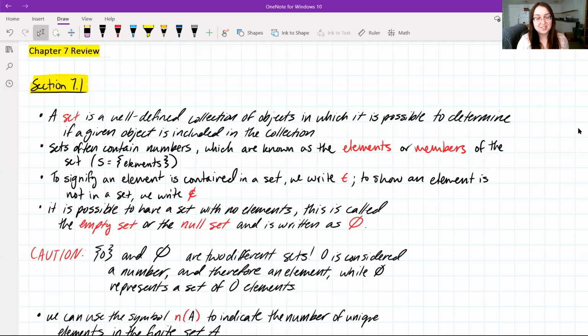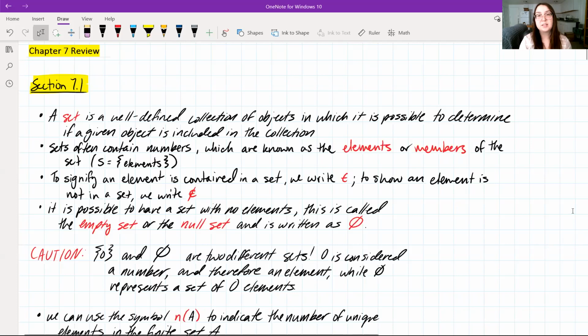All right, so to start, we say that a set is a well-defined collection of objects in which it is possible to determine if a given object is included in the collection. So your set is just a defined collection. Sets often contain numbers, which are known as the elements or members of the set. So when we see this being written, if we let S be our set, then our elements are contained within our curly braces, the curly brackets that we see here.